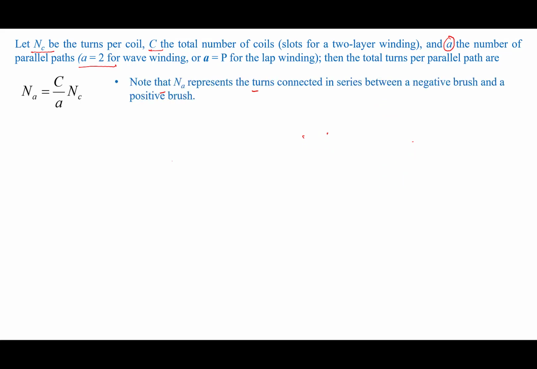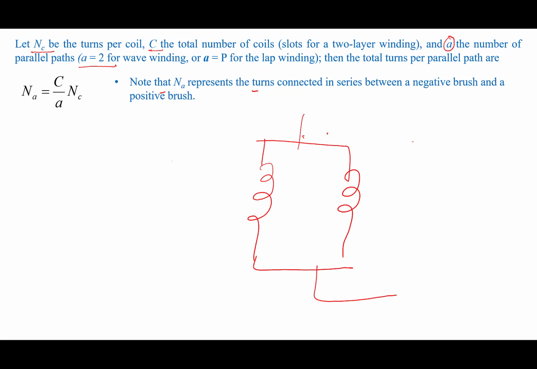So now Na is the turns connected in series, that is the total number of turns per parallel path. Like if I have two parallel paths like this, and they are connected to the commutator, and here there are Na turns and here there are Na turns, then Na is the number of turns connected in series, which represents one parallel path. If I have two parallel paths, it will double the number, right?